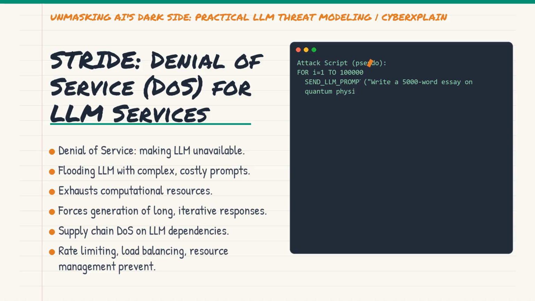This could also be a supply chain DOS, where a dependency for your LLM service becomes unavailable. Implementing rate limiting, robust load balancing, and efficient resource management are crucial for keeping your LLM online and responsive.